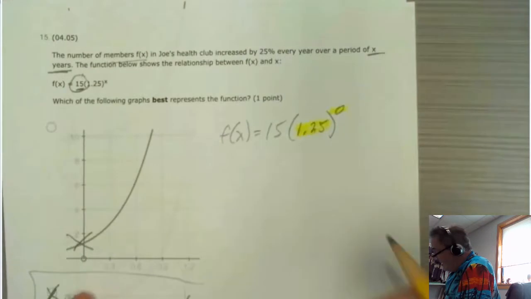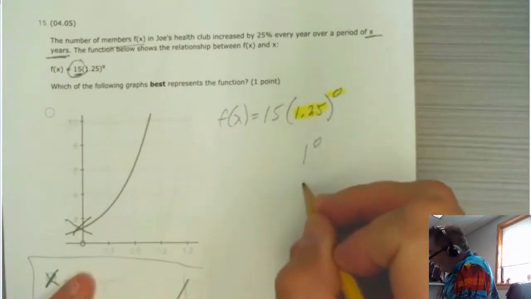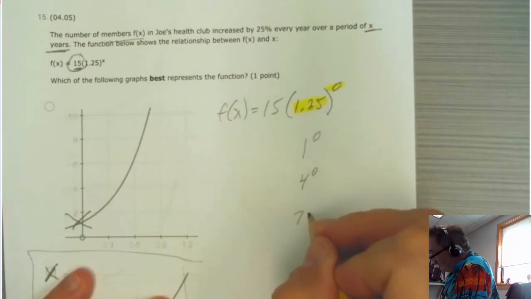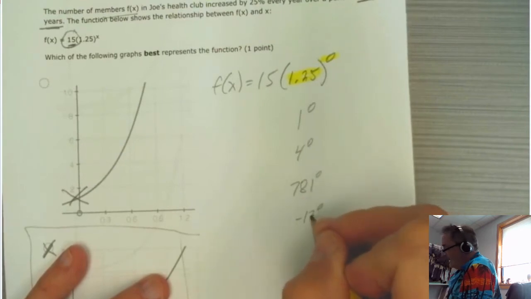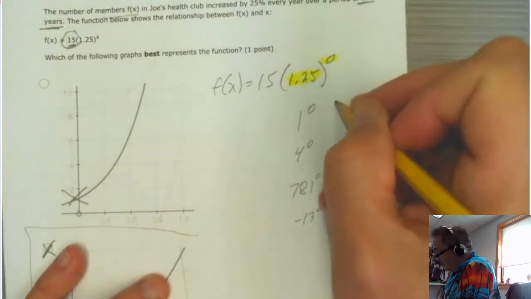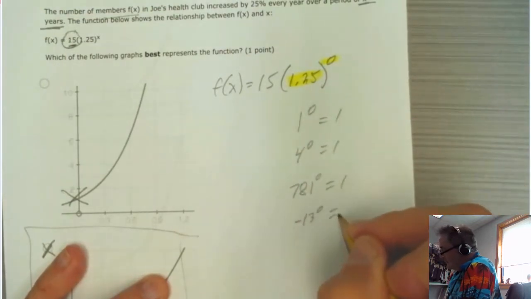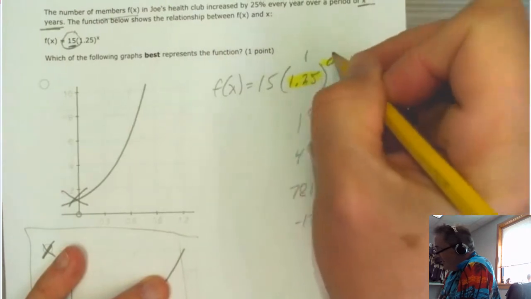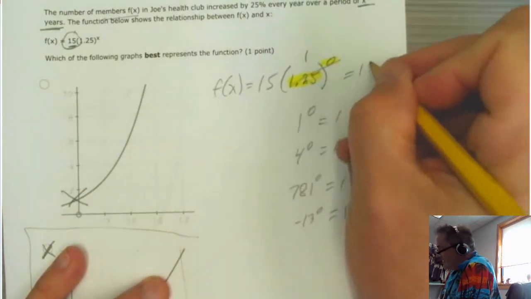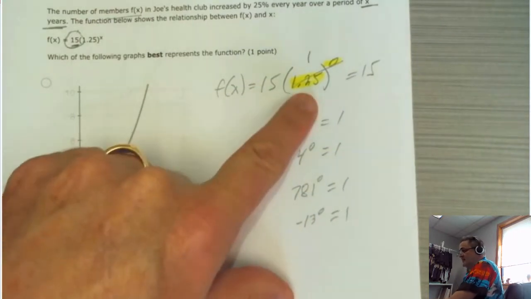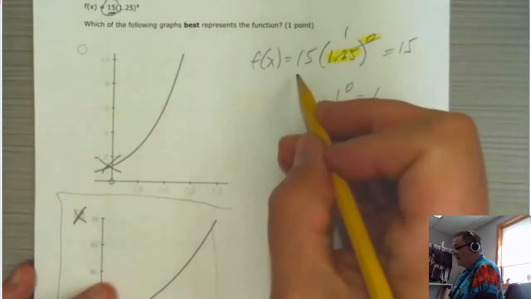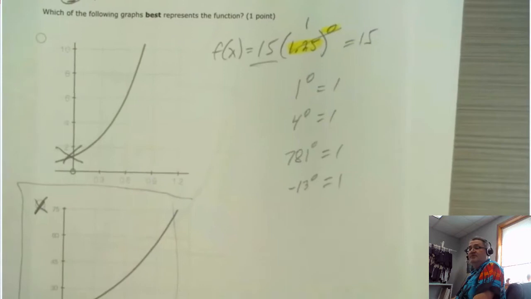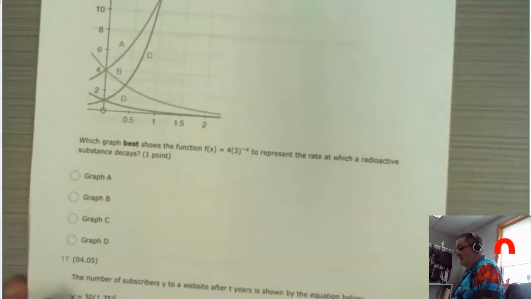Well, it equals the same thing as 1 to the 0 power, or 4 to the 0 power, or 781 to the 0 power, or -13 to the 0 power. Anything raised to the 0 power equals 1. So this is saying 15 times 1, and 15 times 1 is 15. That's why that is the y-intercept, because this is just times 1. So when x is 0, y is 15. That is the y-intercept. All right, let's move on. Anything to the 0 power equals 1.